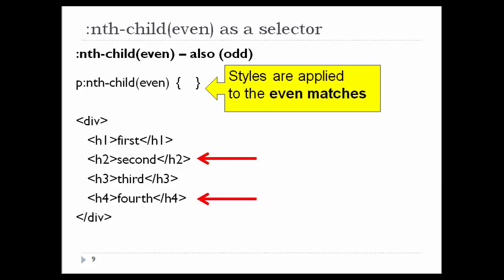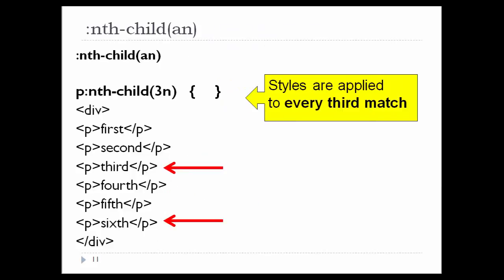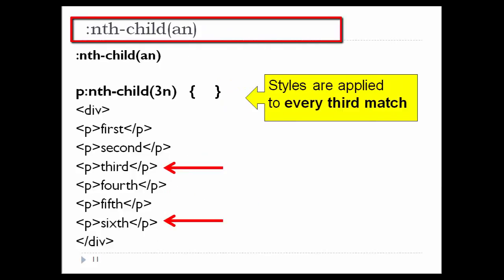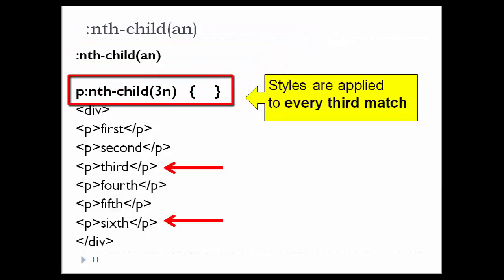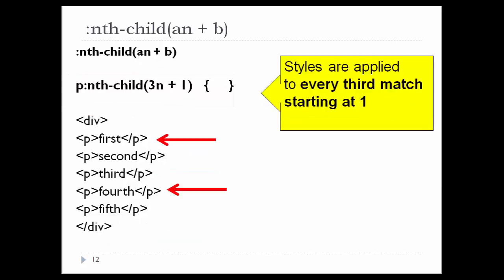So the nth child even allows us to apply styles to the even matches, and the nth child odd would be just the opposite. We also have a variation 3n. N represents a cycle. We have odd and we have even, but that's about all. Supposing we wanted every third or every fourth, this is where we would use 3n, and it would match every third, or 4n would match every fourth.